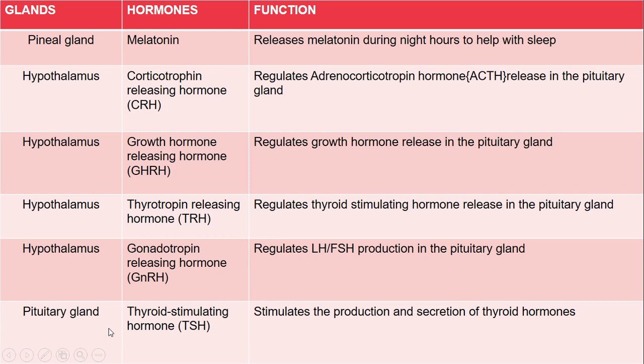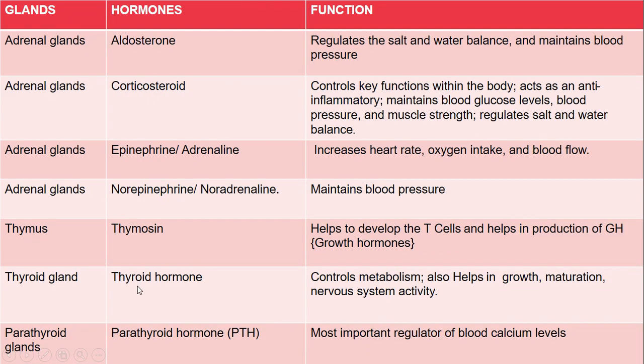So now we move on to the pituitary gland. For example, here what you see, the thyroid stimulating hormone stimulates the production and secretion of thyroid hormones. So the thyrotropin releasing hormone gives signals, asking the pituitary gland to stimulate this hormone, that is the thyroid stimulating hormone. The thyroid stimulating hormone is secreted and it reaches the thyroid gland, and the thyroid gland will release the thyroid hormone. So the activity continues; it controls the metabolism. It helps in the growth and maturation of the nervous system activity.